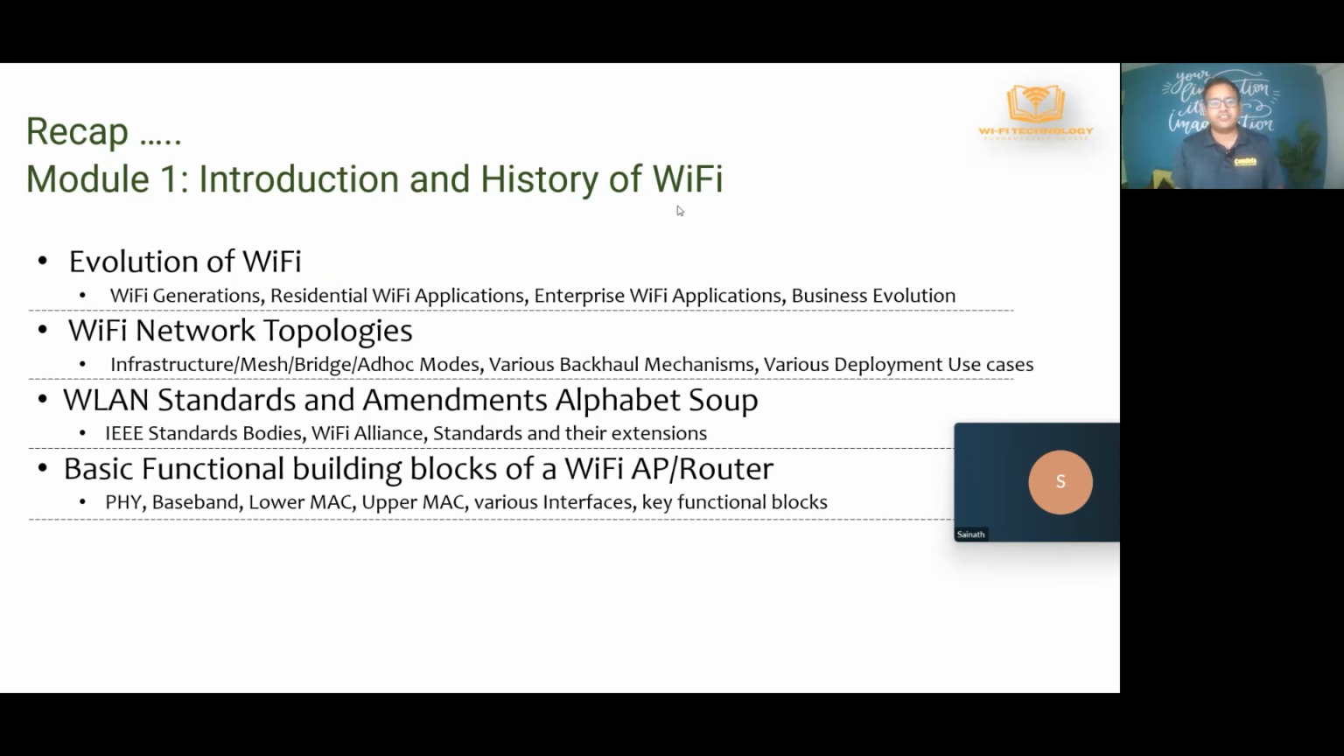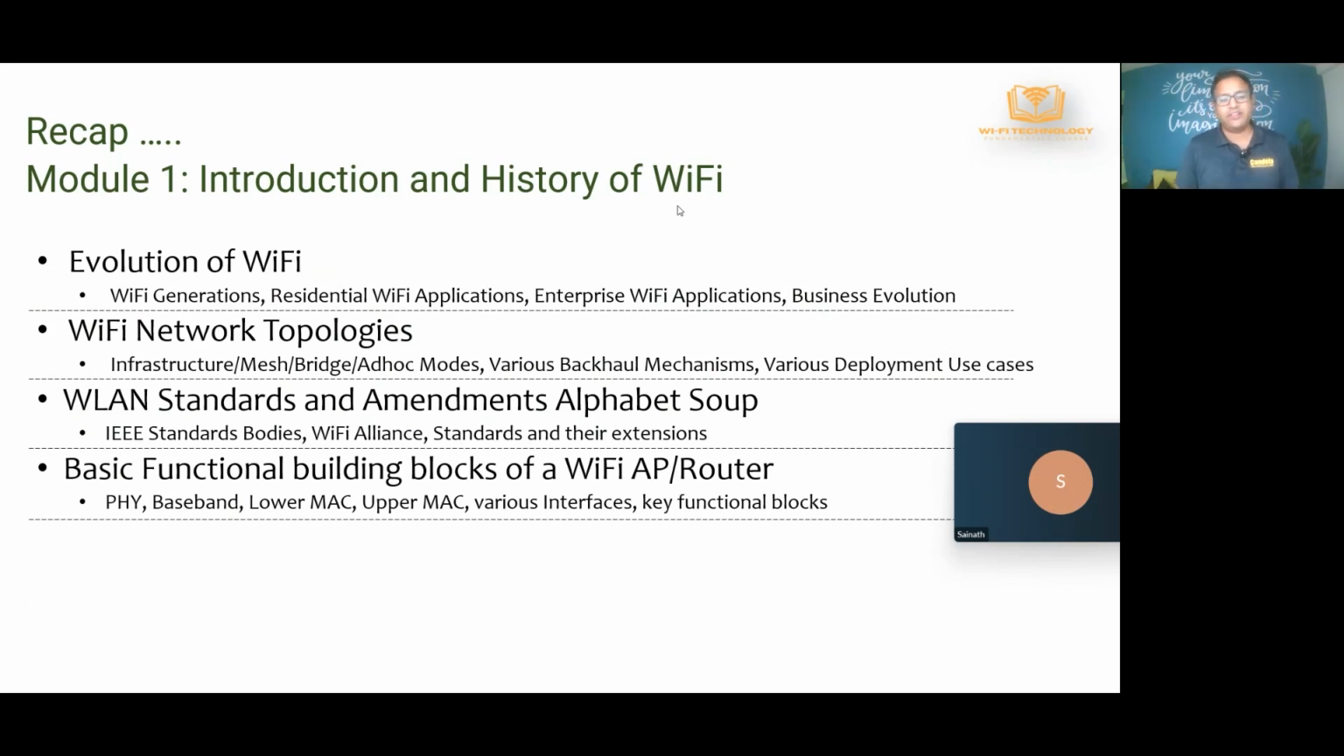Third session, we talked about standards and how the standardization process works, how IEEE works, how the standards bodies work, and the number of other organizations around the standards bodies that are helping in the widespread adoption of Wi-Fi, like Wi-Fi Alliance and WBA, a lot of marketing organizations, engineering organizations, and so on. And we also talked about the various amendments to the standards and how the amendments actually get absorbed into the main standard.